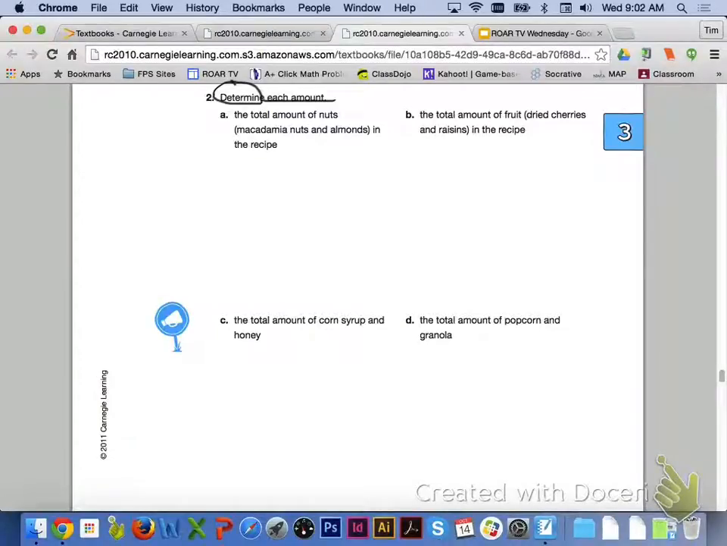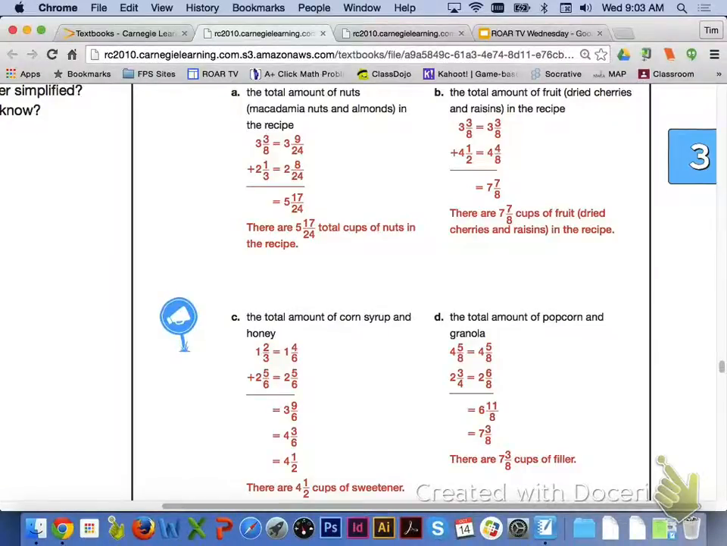In number 2, we are going to determine each amount. Do letters A through D with your group members. In letters A through D, in every single case, we will be adding mixed numbers together. We have to make sure that the denominators are the same. We have common denominators for both mixed numbers. When we do that, if we take a look at letter A, we're going to have 5 and 17/24 total cups of nuts in the recipe.